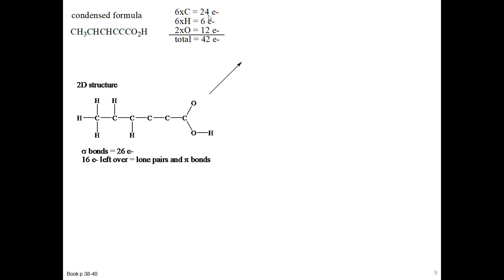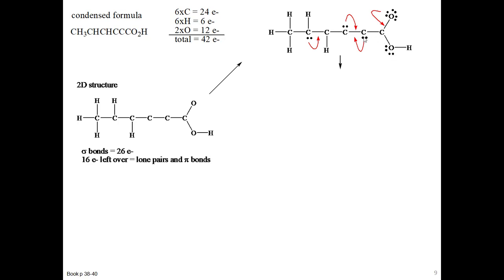6 carbons, 24 electrons, 6 hydrogens, 6 electrons, 2 oxygens, 12, adds up to 42. So what do I got? 2, 4, 6, 8, 10, 12, 14, 16, 18, 20, 22, 24, 26. So I got 26. 16 electrons left over. Now I have oxygens, so I'll put those on the oxygens first. 2, 4, 6, 8, 10. So I still have 6 electrons.